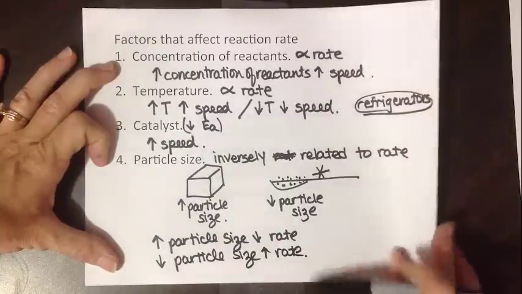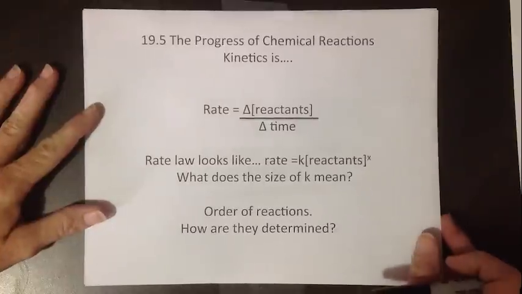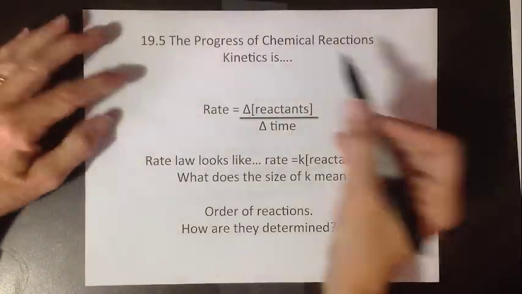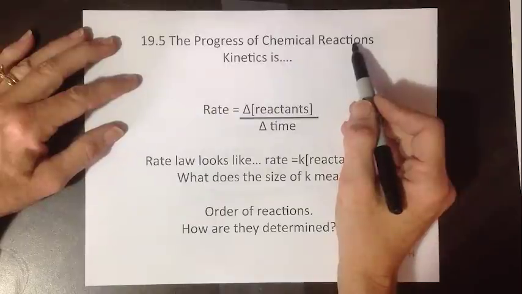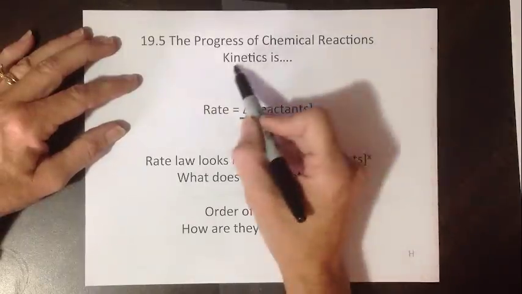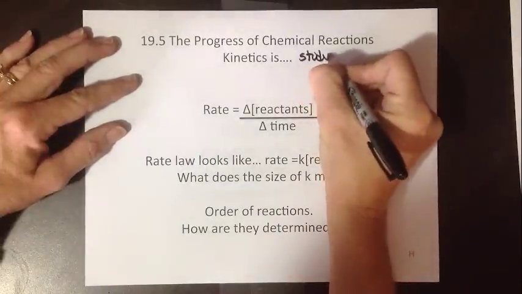Now, if you're in CP, you are done watching this video, but if you're in honors, there's more fun. So here it comes. We're going to work some math now for honors. The progress of chemical reactions is the name of the section. Kinetics is the study of the speed of reactions.